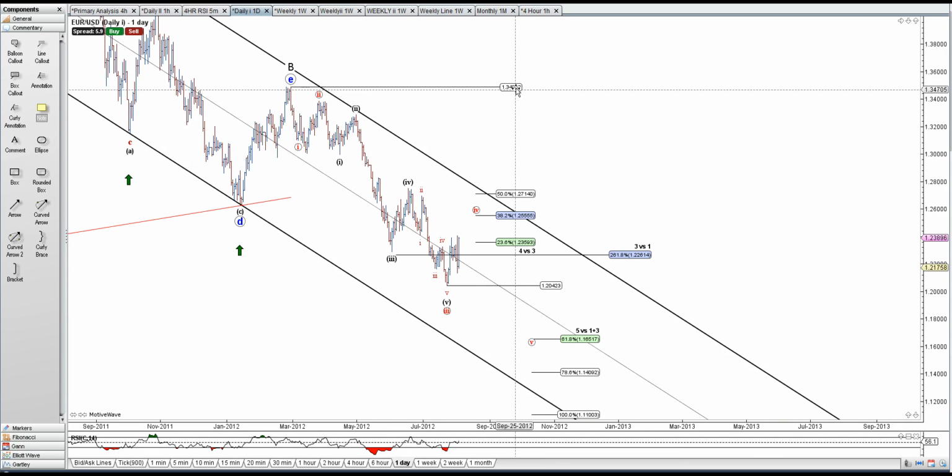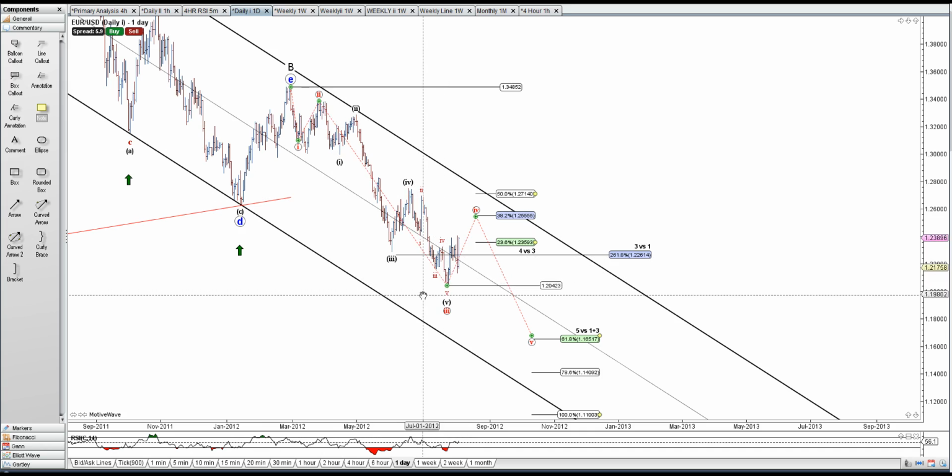We're going to start here at 34.85, where I have this labeled as E of B. And this is just an alternate, one of many alternates that I have for the longer term Euro dollar count. The way I have this labeled is 1, A, B, C, 2, 1, 2, 3, 4, and then a 1, 2, 3, 4, 5 for the entire wave 3 here. Working on our red, this 4 here for a 5 down.